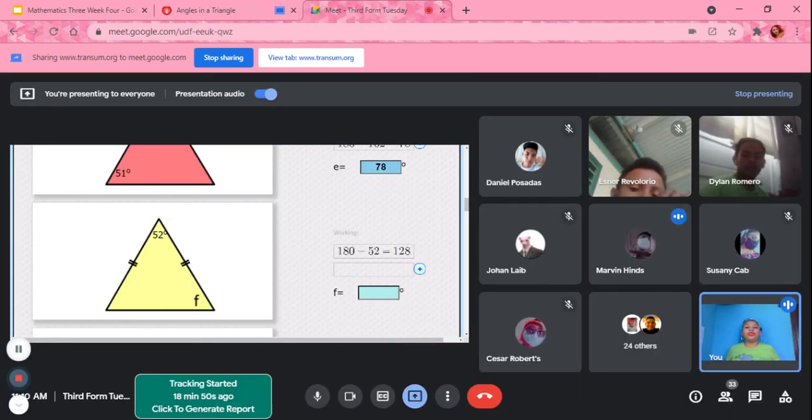What am I going to do now? Because the 128 is for the two angles that are missing, right? The two of them that I do not know. But I do know that the two of them are the same thing. So what would I do in this case?